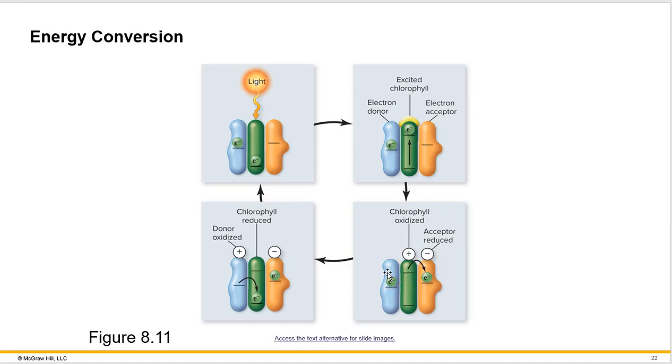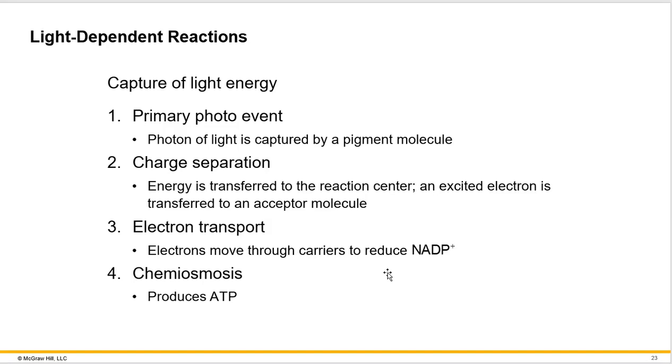So plants will take water and split it. And when they split the water, they produce two electrons that the photosystem can use. But it also produces oxygen as a byproduct, which is why plants give off oxygen.